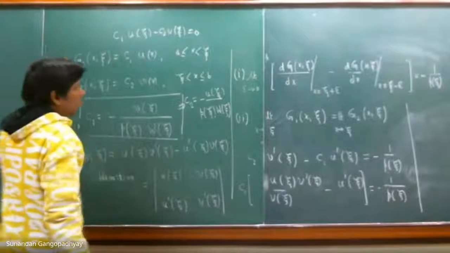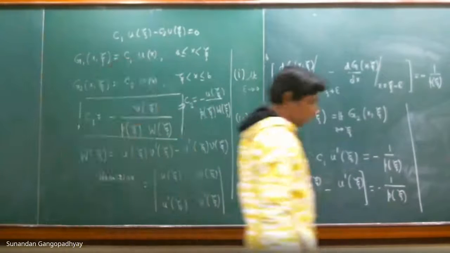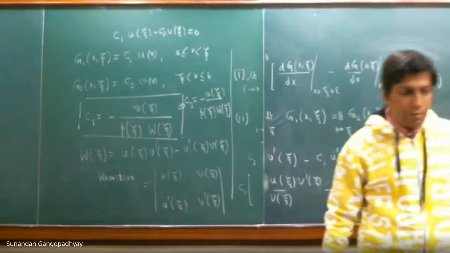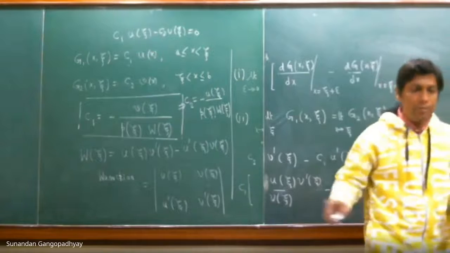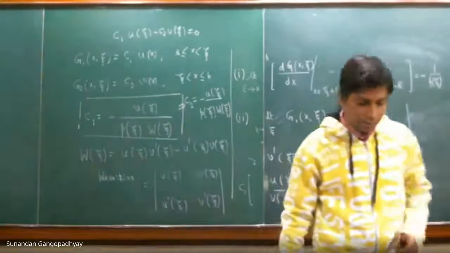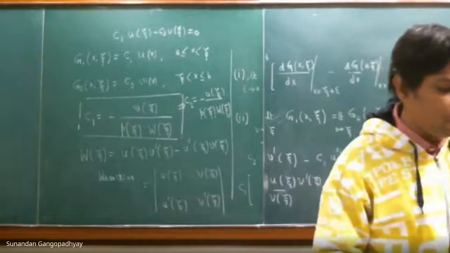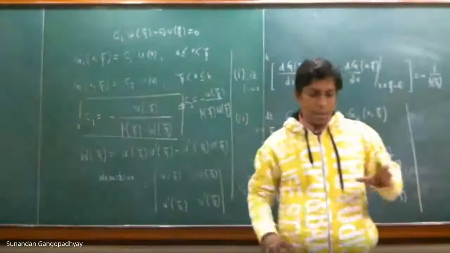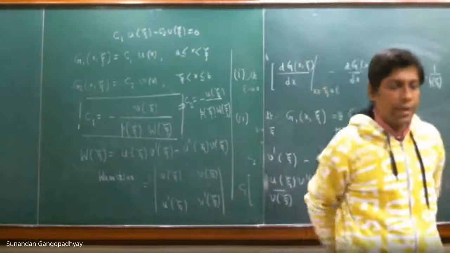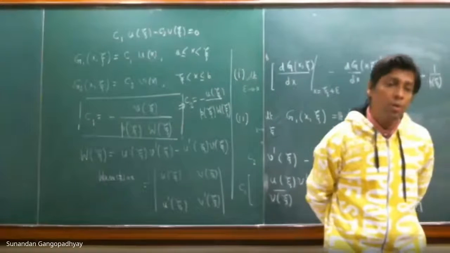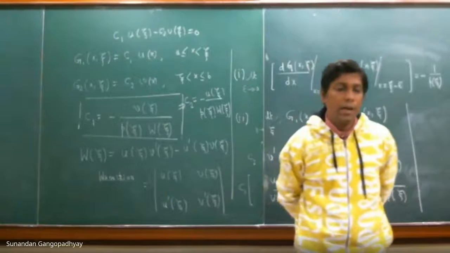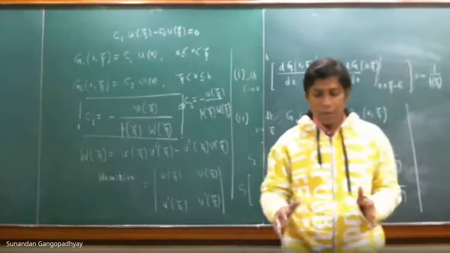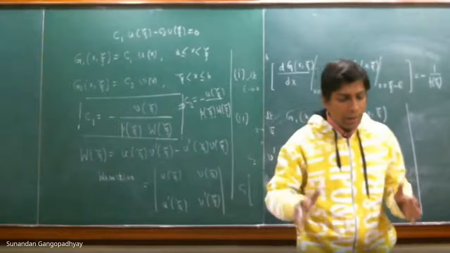So let me summarize what we did. The Green's function is basically a function on which, if a differential operator acts, it gives you a delta function. This is the first thing. And then what we did was the following. We said that let our operator, the second order differential operator L hat x, be in the Sturm-Liouville form. And when it acts on the Green's function, it gives a delta function. Now you integrate that equation.